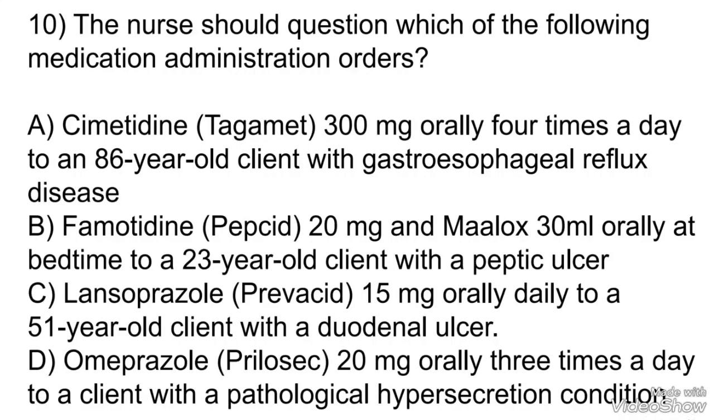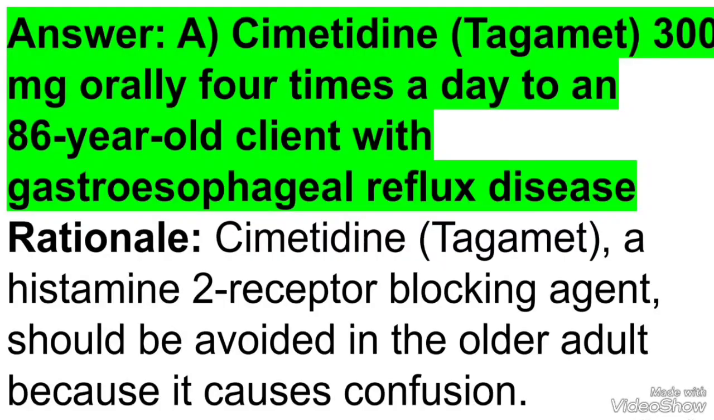10. The nurse should question which of the following medication administration orders? A. Cimetidine 300 mg orally 4 times a day to an 86-year-old client with gastroesophageal reflux disease. B. Famotidine 20 mg and Maalox 30 ml orally at bedtime to a 23-year-old client with a peptic ulcer. C. Lansoprazole 15 mg orally daily to a 51-year-old client with a duodenal ulcer. D. Omeprazole 20 mg orally 3 times a day to a client with a pathological hypersecretion condition. Answer: A. Rationale: Cimetidine, a histamine 2 receptor blocking agent, should be avoided in the older adult because it causes confusion.